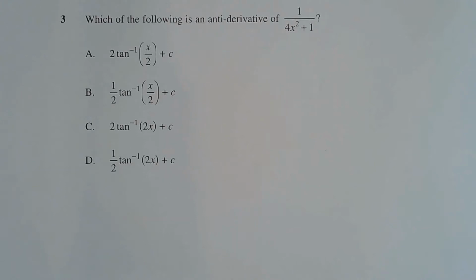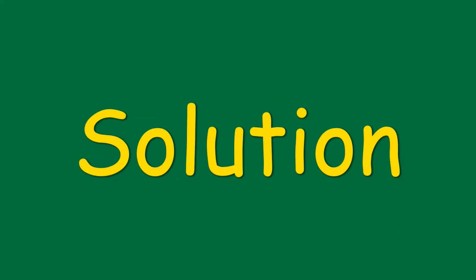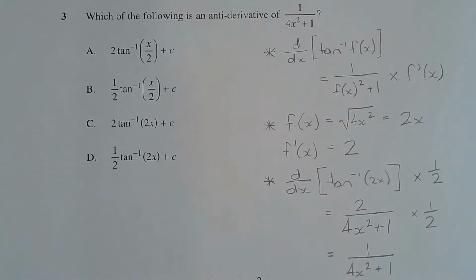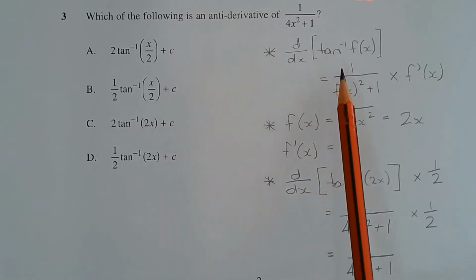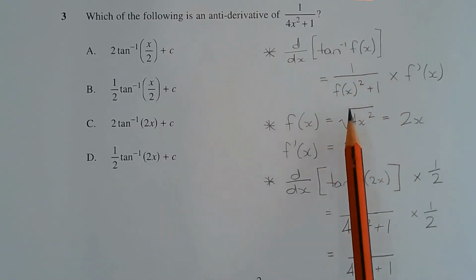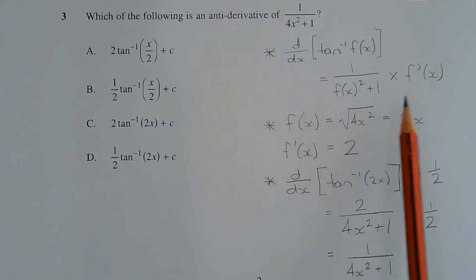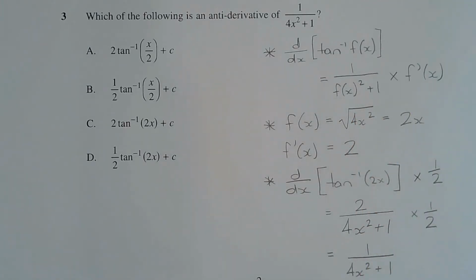Question 3. Which of the following is an antiderivative of 1 over 4x squared plus 1? Recall that the derivative of the inverse tan of f of x is equal to 1 over f of x all squared plus 1 multiplied by the derivative of f of x according to the chain rule. In this case, f of x is equal to the square root of 4x squared, which equals 2x, and the derivative of f of x equals 2. Hence, the derivative of the inverse tan of 2x is equal to 2 over 4x squared plus 1.